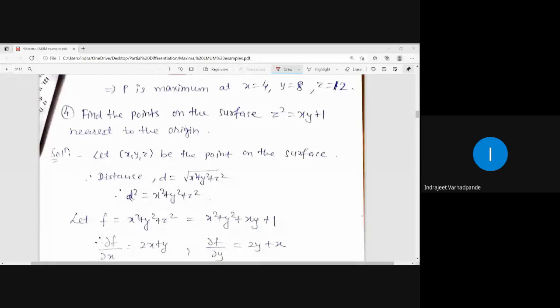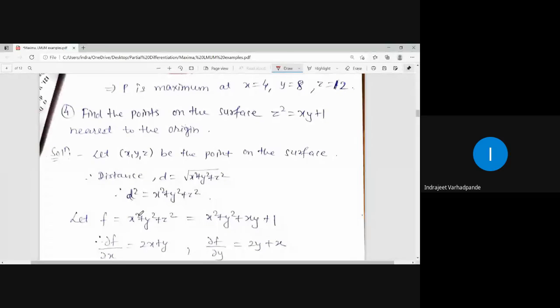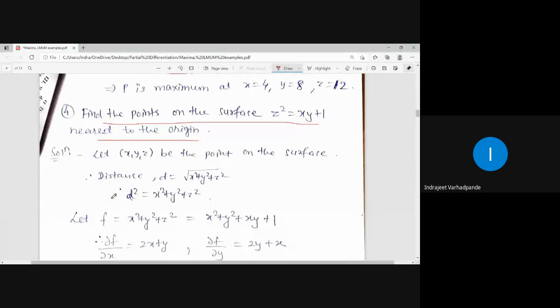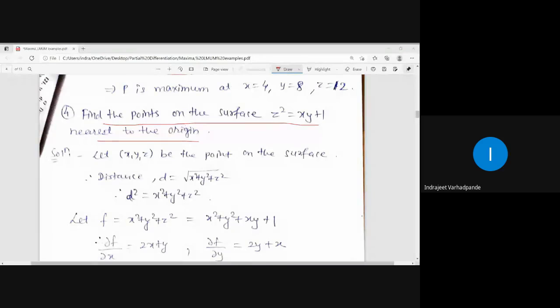The next example is related to the condition of maxima and minima. Find the points on the surface z square is equal to xy plus 1 nearest to the origin. Now, how do you interpret "nearest to the origin"? Nearest to the origin means the distance from the origin is very, very less. As the point is nearer, the distance is very less.